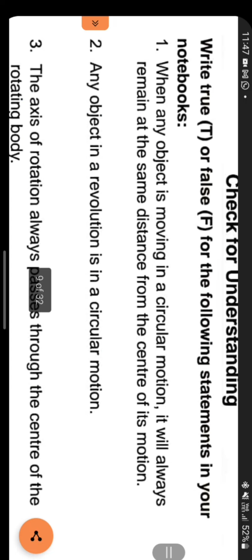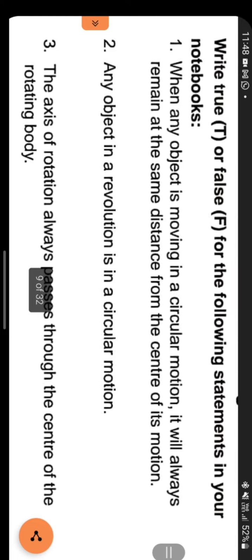Now it is time to check for understanding. Whatever we have learned in this chapter, I will ask some questions and you tell me true or false. When any object is moving in a circular motion, it will always remain at the same distance from the center of its motion. Is it correct or not? Obviously it is true. Question 2: any object in a revolution is in a circular motion. Yes or no? Not only circular motion, it can also be an elliptical orbit, so it will not always be circular motion, I think.